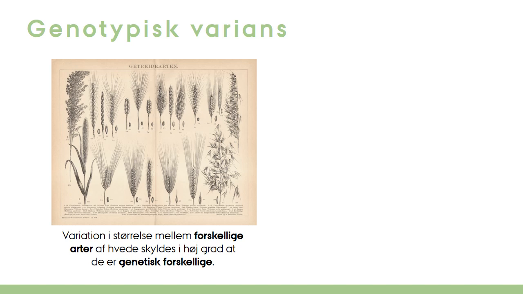When we look at variation in real life, in species, what we see is that when we look at differences between different lines of wheat, for example, the differences that we see are mainly genetic. They're due to genetics, because these are all lines that have been selected for a specific something for a very long time. So they've been really genetically diverged.